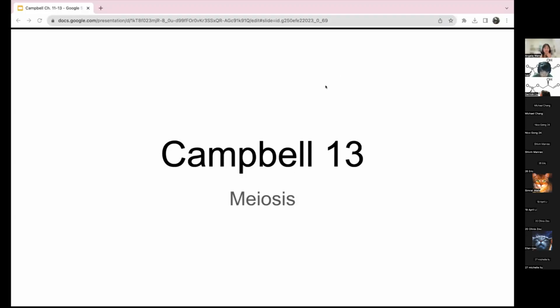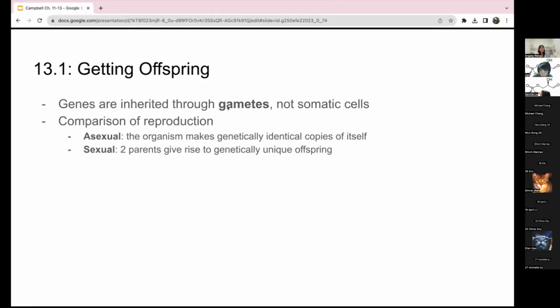Okay. So next we'll be talking about meiosis, which is a little bit similar to mitosis, but has a completely different function. During inheritance for offspring, the genes of the baby are always inherited through gametes, which are sex cells that are egg and sperm, and never somatic or body cells.